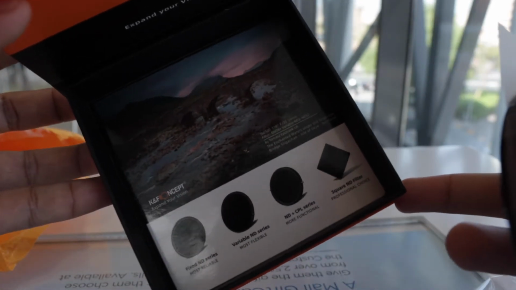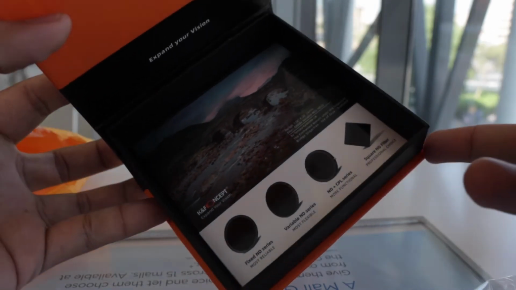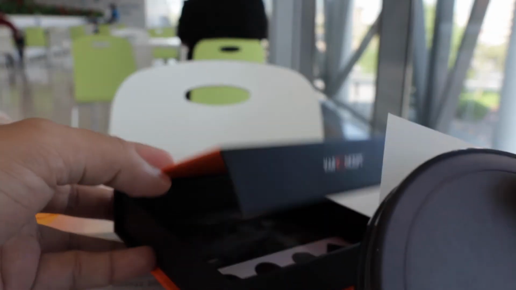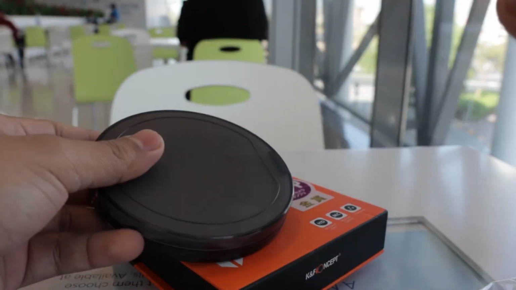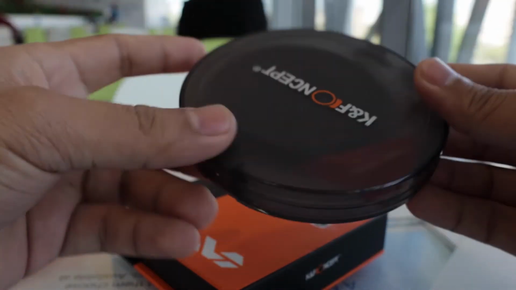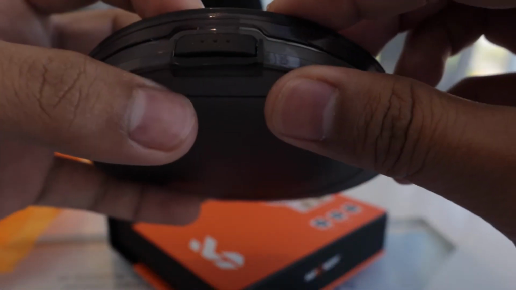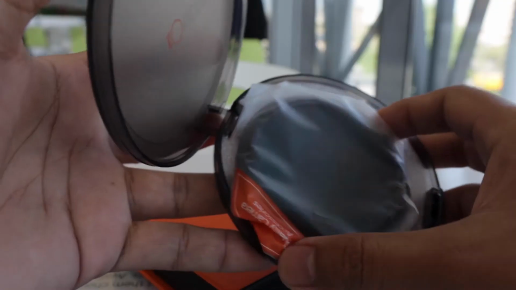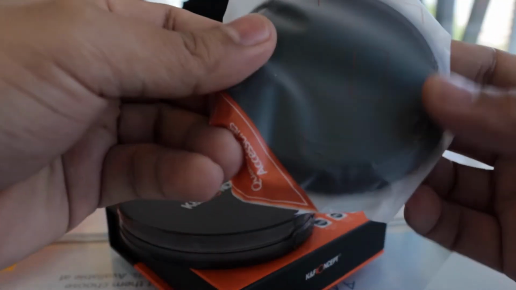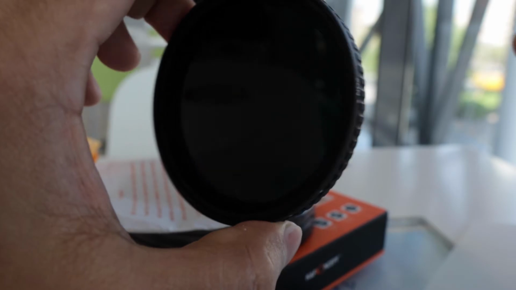And there's a picture inside that's showing their different types of filter products. Okay, and it's a plasticky paper, and this is the filter. It's a nice plastic lens cover. Okay, so this is the filter. Look at that, guys. It's very beautiful. The ND2 to ND32.